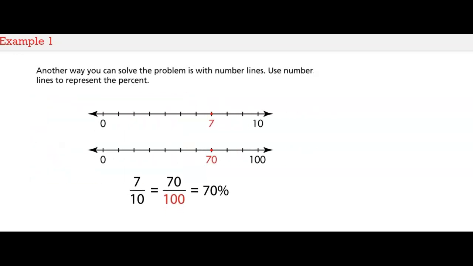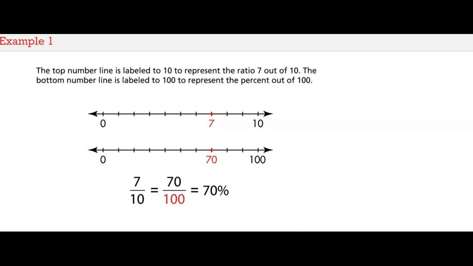Another way you can solve the problem is with number lines. Use number lines to represent the percent. Why is the top number line labeled to 10? Why is the bottom number line labeled to 100? The top number line is labeled to 10 to represent the ratio 7 out of 10. The bottom number line is labeled to 100 to represent the percent out of 100. Percent is always compared to 100.